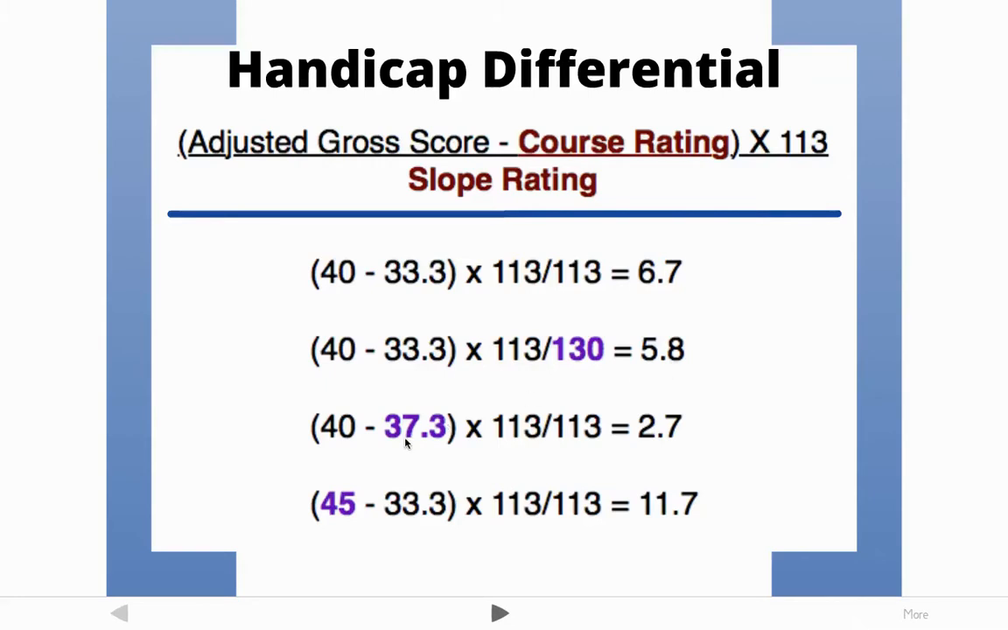Same goes for if your course rating is adjusted up. And then if you look at the fourth example here, I've actually scored worse, everything else being the same. My handicap differential is going to go up. So it gives you a little comparison of how the difficulty affects your handicap differential. And of course that handicap differential gets used to calculate a portable handicap index, and that in turn gets used to calculate a course handicap.